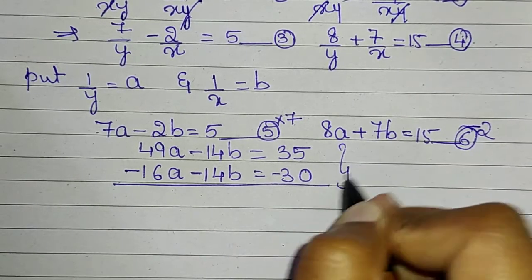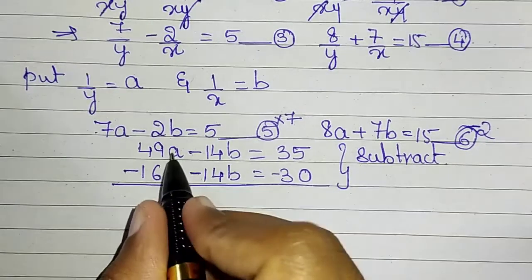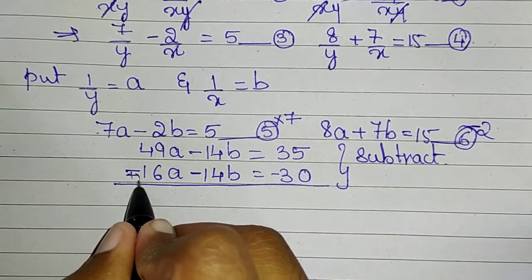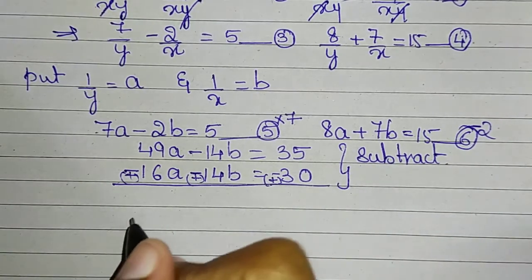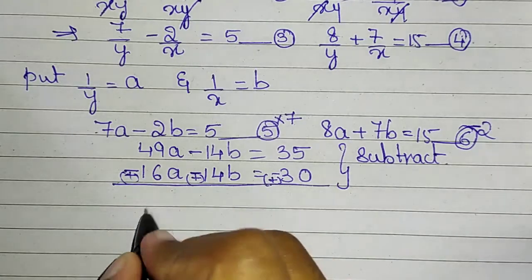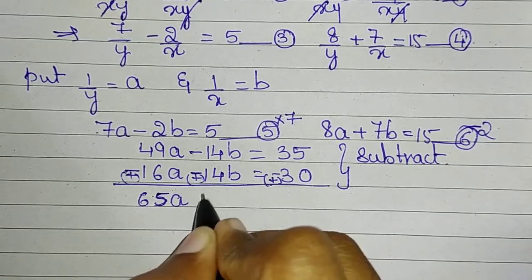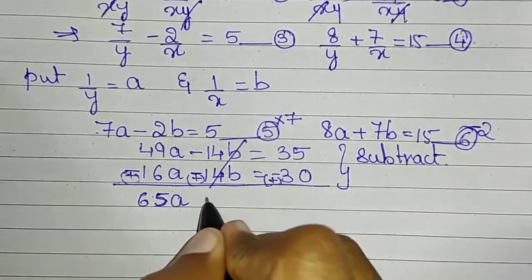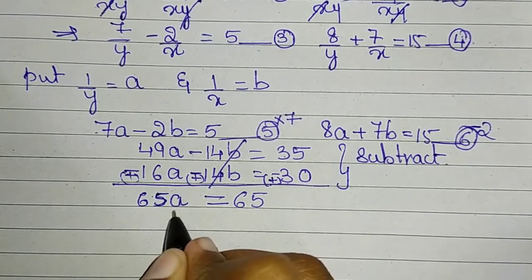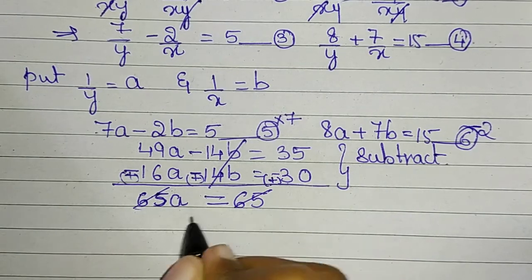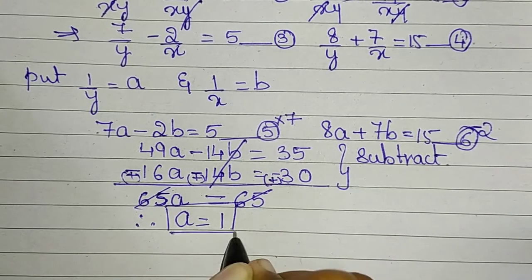So now we will subtract these equations. You can name them as 7 and 8. So for the second, the signs will change. Everything will become plus because we are subtracting. So 49 plus 16, 65a, minus 14b plus 14b cancels each other, is equal to 35 plus 30, 65. So 65a is equal to 65, cancels each other. We get a is equal to 1. Therefore a is equal to 1.